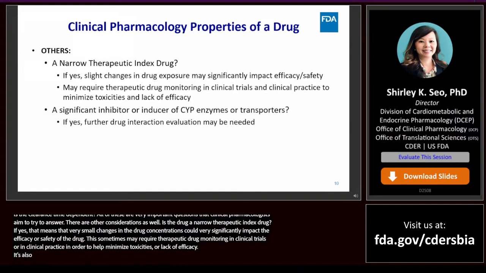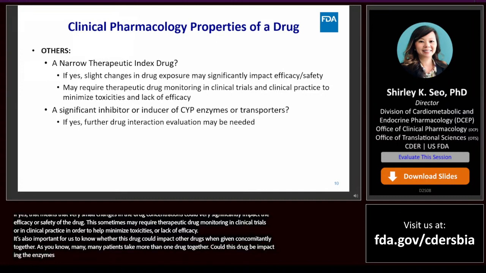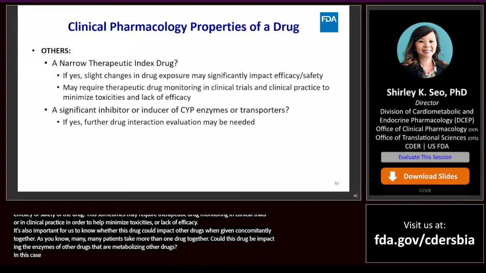It's also important for us to know whether this drug could impact other drugs when given concomitantly together. As you know, many patients take more than one drug together. Could this drug be impacting the enzymes that are metabolizing other drugs? In this case, a drug interaction evaluation may be needed.